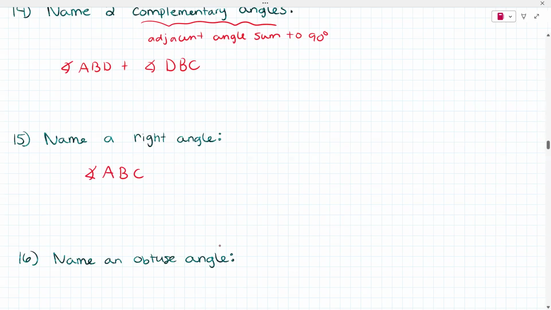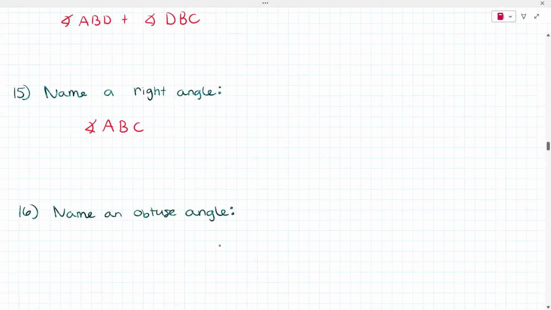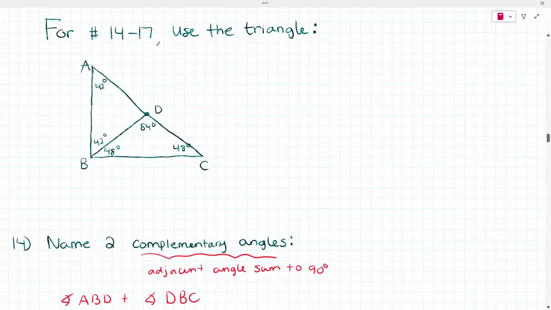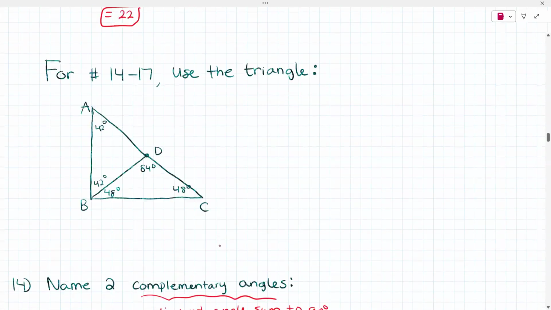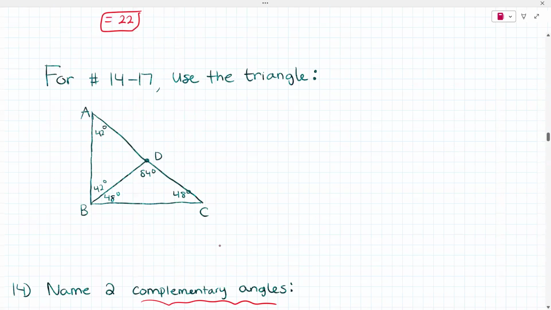16, name an obtuse angle. So an obtuse angle means greater than 90 but less than 180. So that would be angle ADB, because what is this angle's measure? Well, I don't know what it is, but I do know that this forms a straight line, and straight lines always add up to 180.